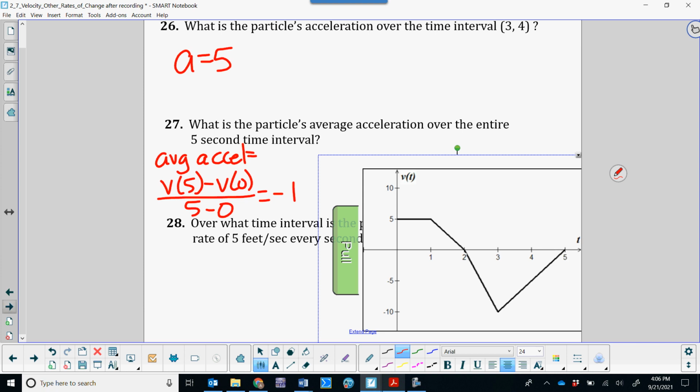And then it's decreasing, so actually -5, and that would be from 1 to 2, because we have a rise of -5 and a run of 1. So we have -5 there. So that would be from 1 to 2, because it said when is it decreasing at 5 feet per second every second. So that would be the slope. When is the slope of the velocity -5? That's kind of what they're saying.